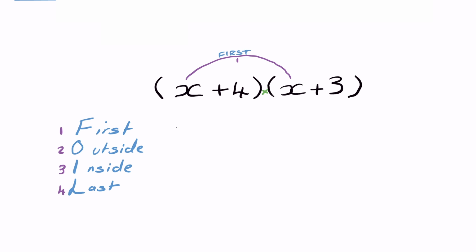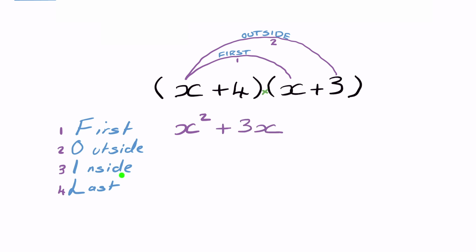So x times x, that gives you x squared. Next, we do the outsides. So that's this one multiplied by this one here, that positive 3. And make sure you do focus on the sign. Whilst it's not tricky in this one because we've only got positive signs, when we have a negative, it can be a little trickier. And that's number 2, and that's our outside. And x times positive 3 gives us positive 3x.